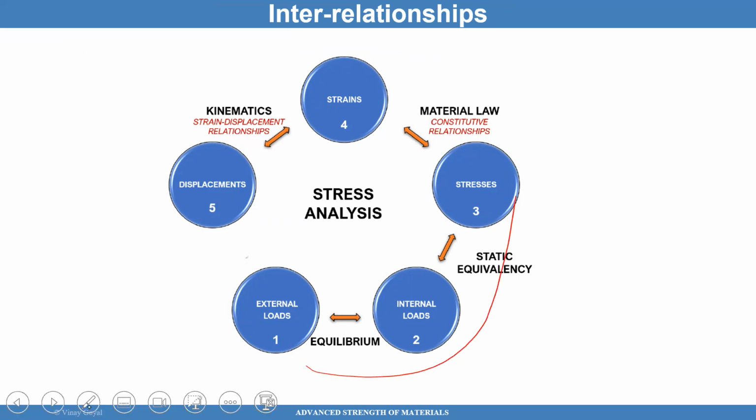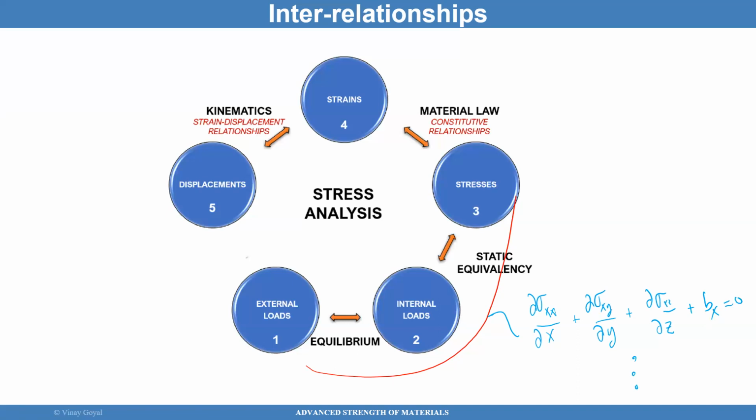We cover that. That equation, I'll just write one so you know what I'm talking about. That'll be the partial of sigma xx with respect to x, plus the partial of sigma xy with respect to y, plus the partial of sigma xz with respect to z, plus the body force in the x direction equals 0. And there's three of them like that.